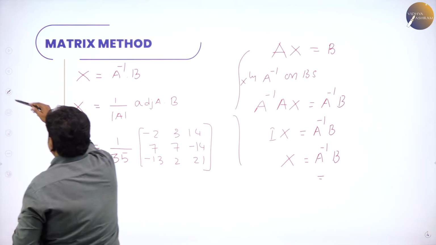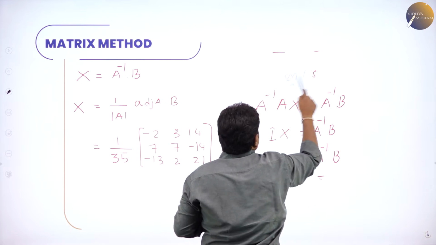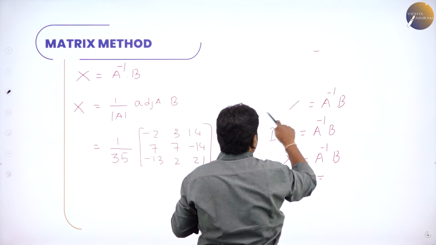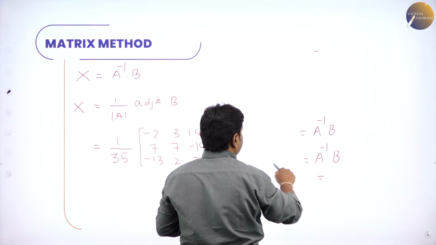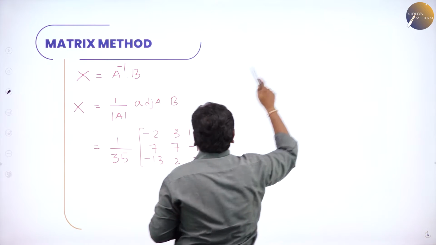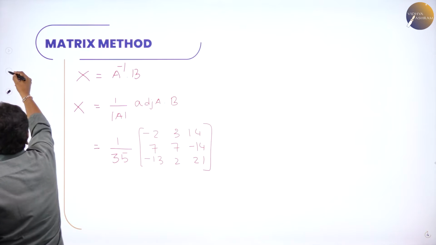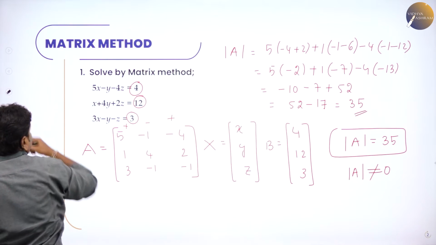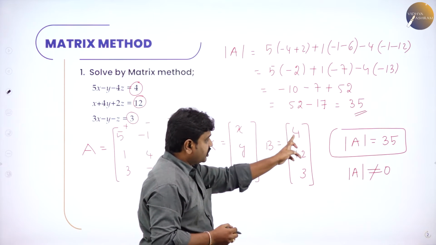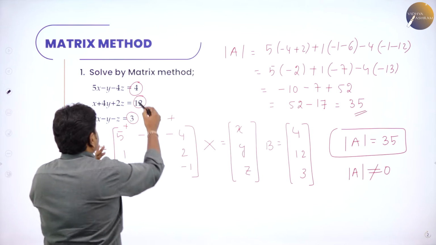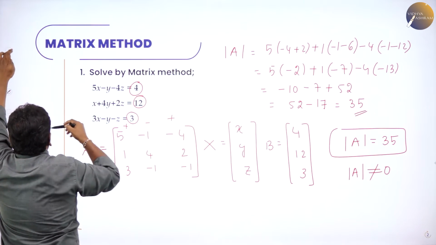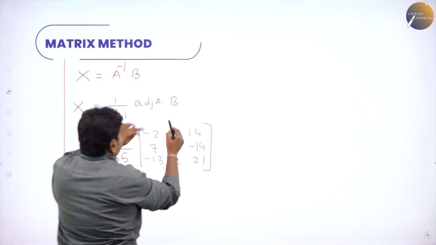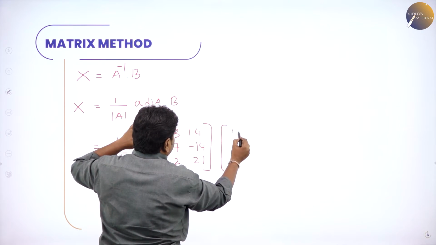What is B? Now write the value of B here. B is the constant matrix. What is the constant matrix given? Refer to the problem. In the problem, B means the constant matrix, the right side RHS: 4, 12, 13. So in the place of B, write 4, 12, 13.